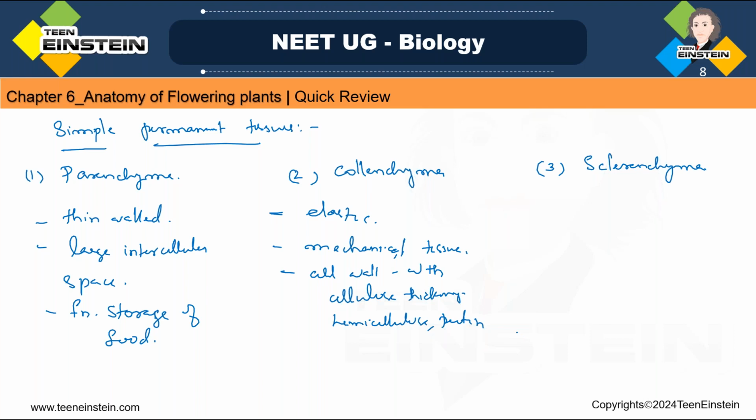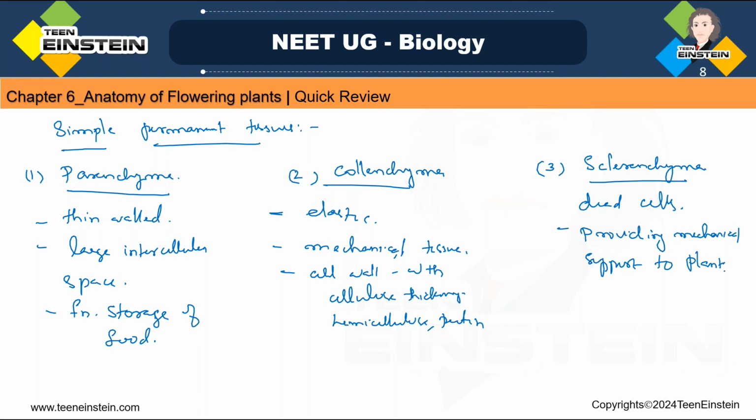Okay, next simple permanent tissue, that is sclerenchyma tissue. Here the sclerenchyma tissue, we can say they are dead tissues. Okay, living one is collenchyma. Living mechanical tissues are collenchyma cells. Sclerenchyma tissue is composed of dead cells. This is dead tissue and that is providing mechanical support to plants. Okay, so dead cells means sclerenchyma.